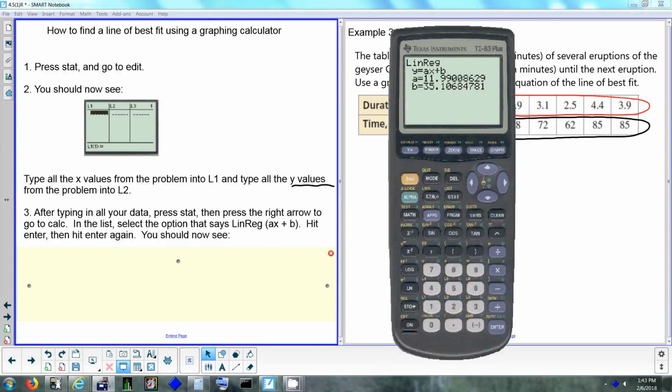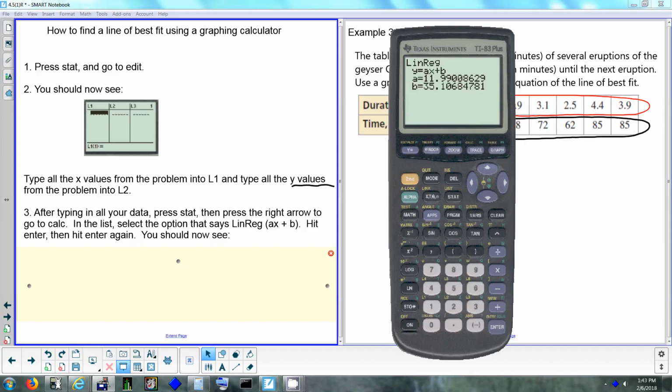Now, when you hit enter, did anybody get that? Yes, excellent. Did anybody not get that? If you typed in a different number, you might get something different. What number are we typing in? It says A is 11.99 and B is 35.1. How many people got that? Raise your hand if you got that.